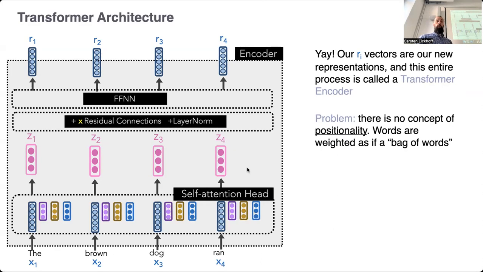And now we had this question of positionality, right? Right now, if you look at all of these here, this is location invariant. Whether brown was the first or the second or the third word doesn't matter. You will always get given the same context. Whether I say the brown dog ran or the dog brown ran, it makes no difference whatsoever. It gives you exactly the same representation in the end, right? Does everyone see that?